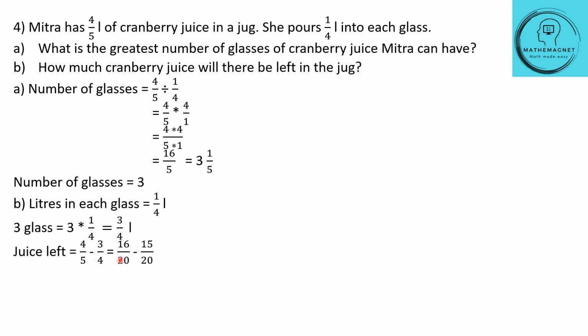Same way 3/4 will be multiplied by the other fraction's denominator, which is 5. So it becomes 3 into 5 by 4 into 5, which will be equal to 15/20. So 16/20 minus 15/20 is equal to 1/20 liters. So the amount of juice left in the jug after she pours 1/4 into 3 glasses will be 1/20 liters.